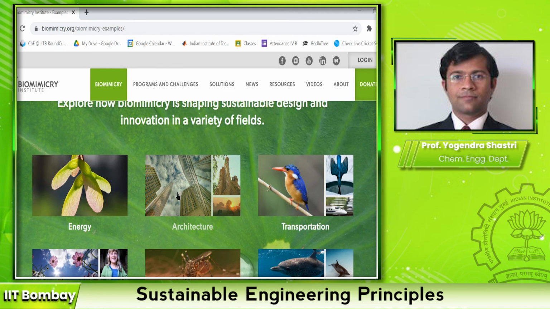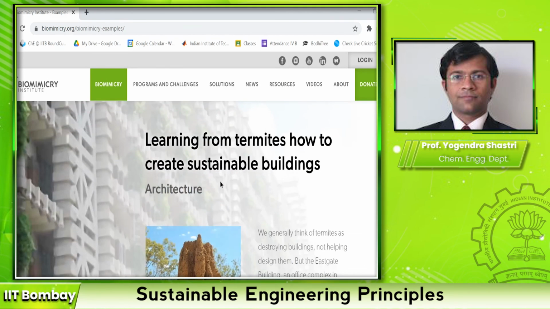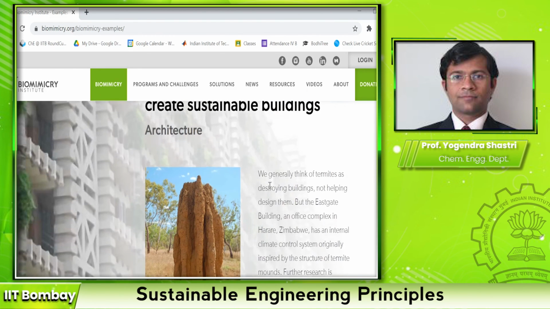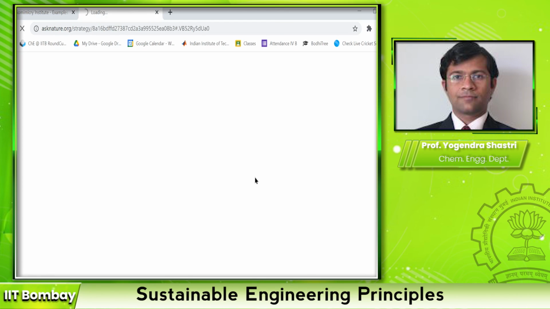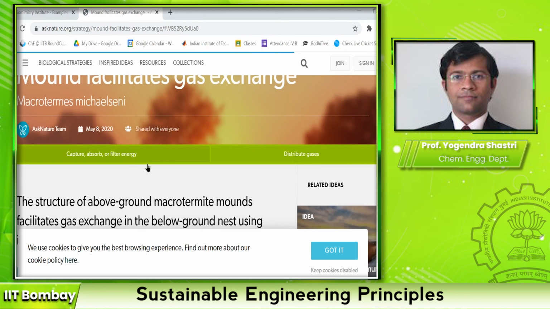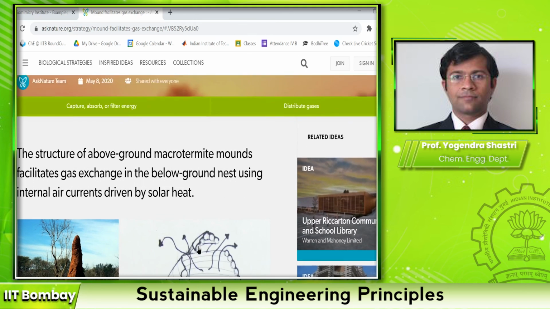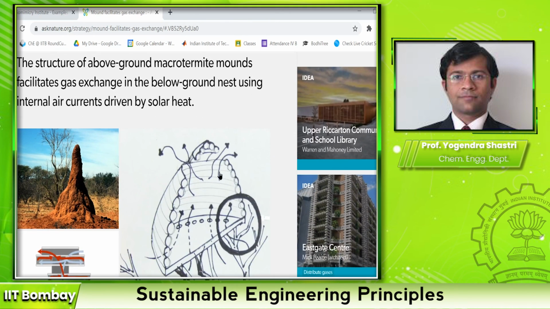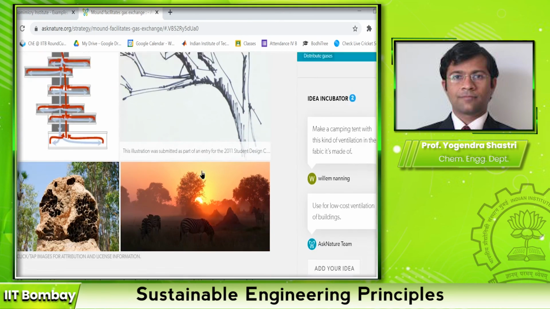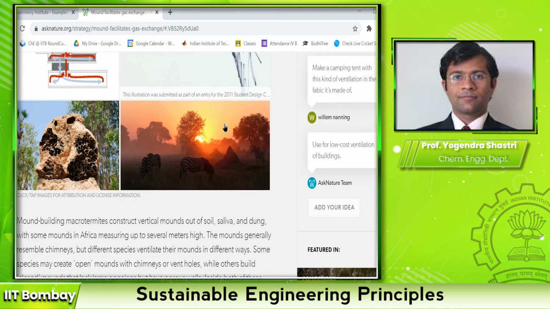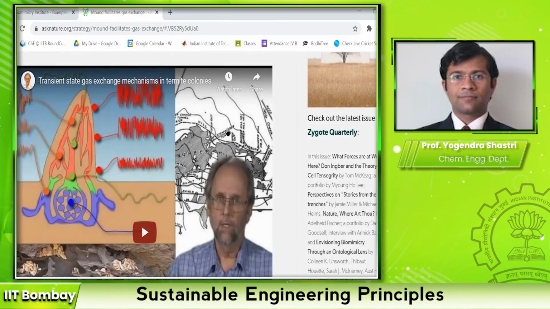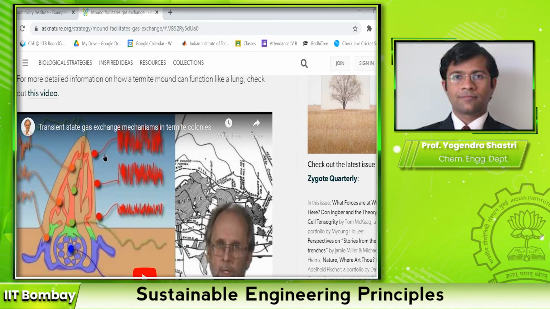Some of the examples that I have taken are from this website, for example, this architecture. Let me go into this. Learning from termites how to create sustainable buildings. This is the example that I had told you about, and there is more information, as I told you. So let's find out what kind of information is available there. This is additional information about how these mounds work. I told you that it is currently being investigated. They are CFD based studies. This is the Eastgate Center, the example that I gave, and some CFD modeling and so on.